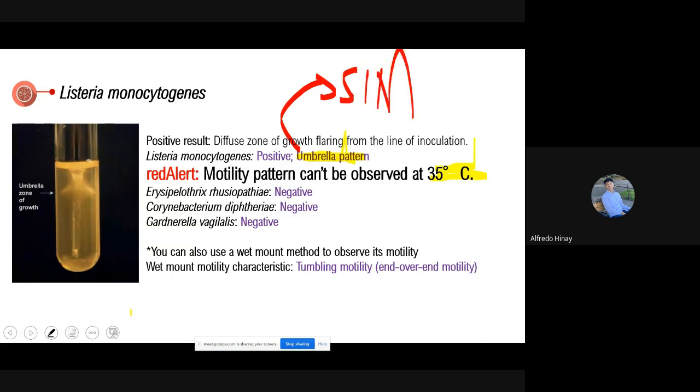Tapos, your tumbling motility class can only be observed if kung meron tayong wet mount. Okay, take note with that one. Okay, hindi tayo makaka-observe ng tumbling motility class pag gumamit tayo ng SIM. That's a joke. You can only observe the tumbling motility pag naka-wet mount tayo.